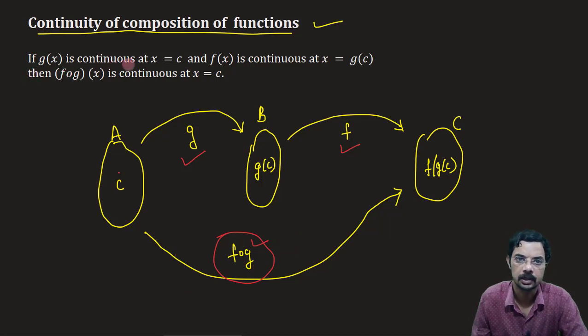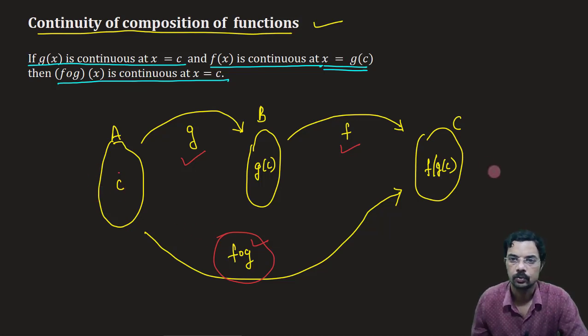If g of x is a continuous function at x equal to c, and f of x is continuous at x equal to g of c, where the domain of f is the range of g, then f o g of x is continuous at the point c. f o g will be defined from A to C. That is what we mean.